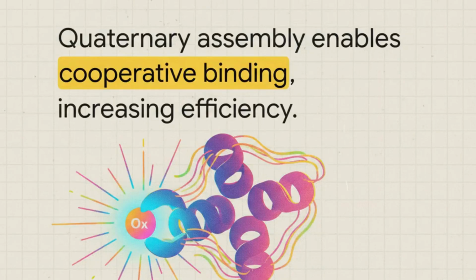Now, why bother building this massive complex at all? Well, it enables something called cooperative binding. When just one subunit grabs onto an oxygen molecule, it physically changes the shape of the entire complex, instantly making it way easier for the other 3 to grab their oxygen too. It's honestly just pure biological efficiency.